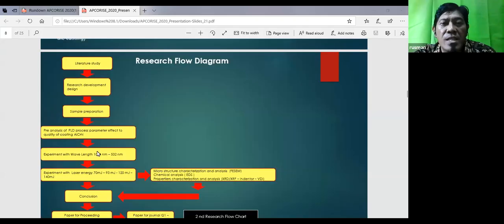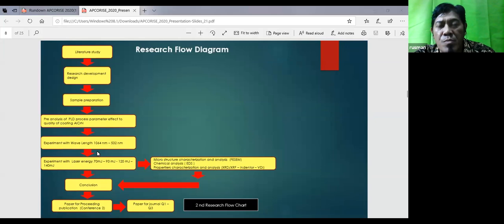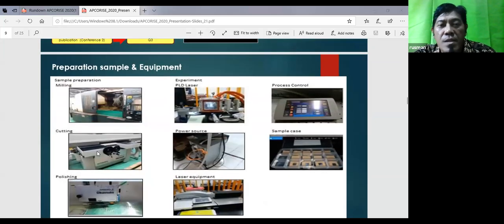And then this is the research flow diagram from the lateral study. We have a research design, make preparation, and trial experiment, make some measurement and characterization, and then a conclusion to make a paper. This is the preparation of sample and equipment. For the sample, we do milling, cutting, and polishing. For the experiment, we prepare the vacuum pressure for a PLD, power source, laser equipment, process control board, and the sample case.